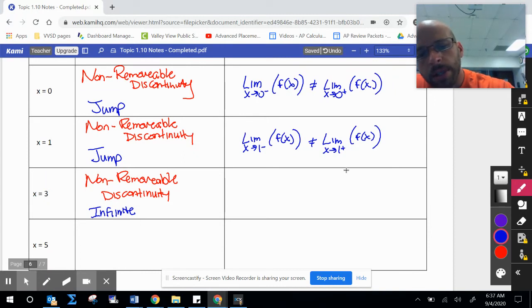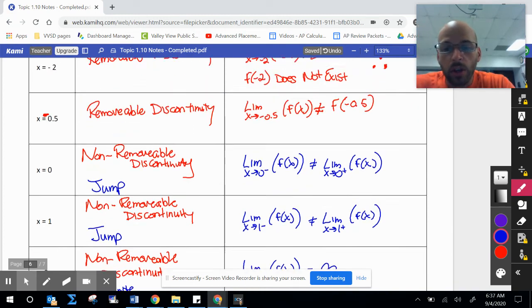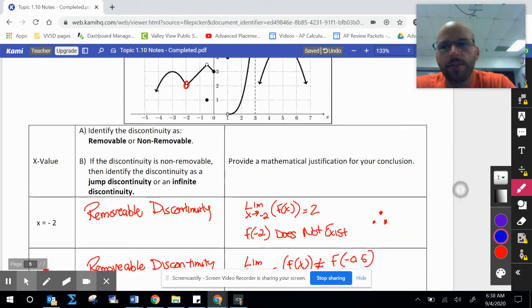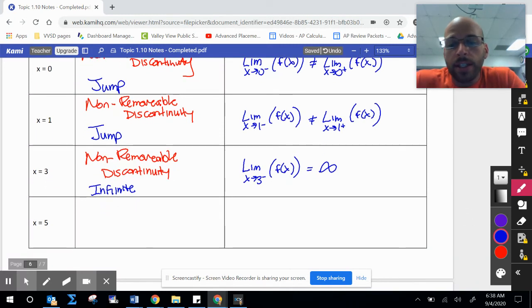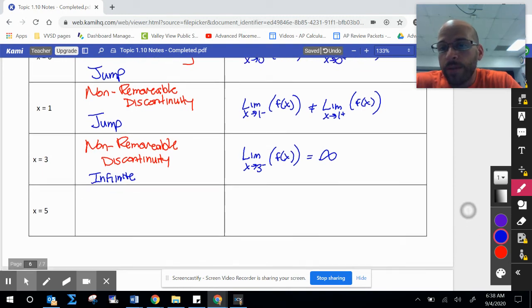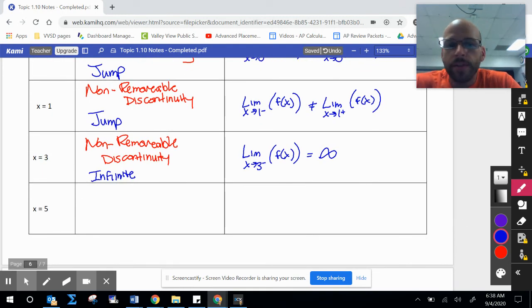And if I take the limit as x approaches 3 from the left of f of x, we know that that's going to infinity. Now, you can also say the right side is probably going to negative infinity. But again, if you need to define an infinite discontinuity, you just have to prove either the left or the right are going to infinity or negative infinity, and that's enough evidence.